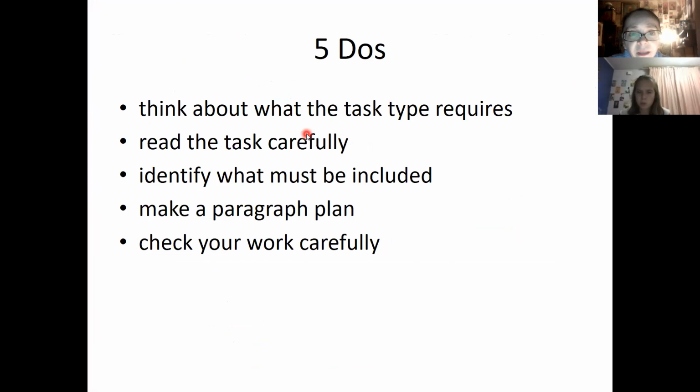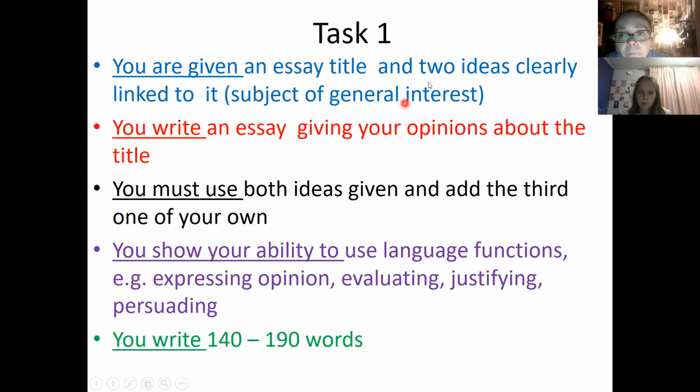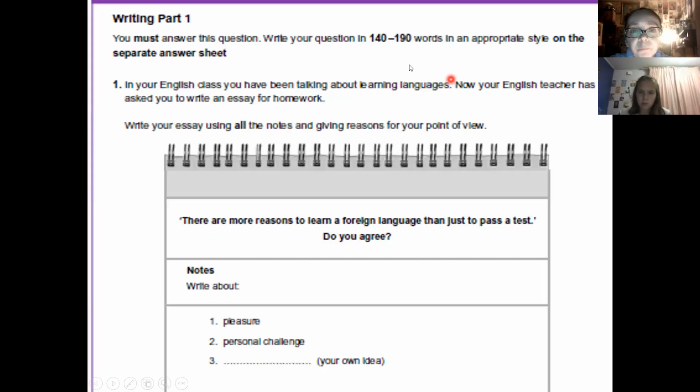So they give you pleasure, but you have to think what kind of pleasure there might be. So what kind of pleasure might there be in learning a foreign language?